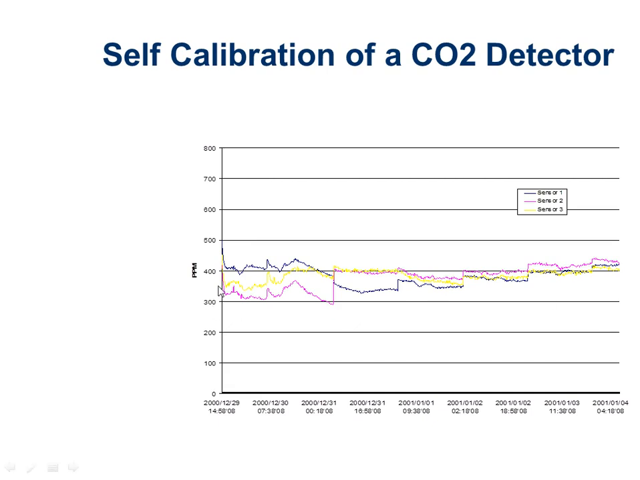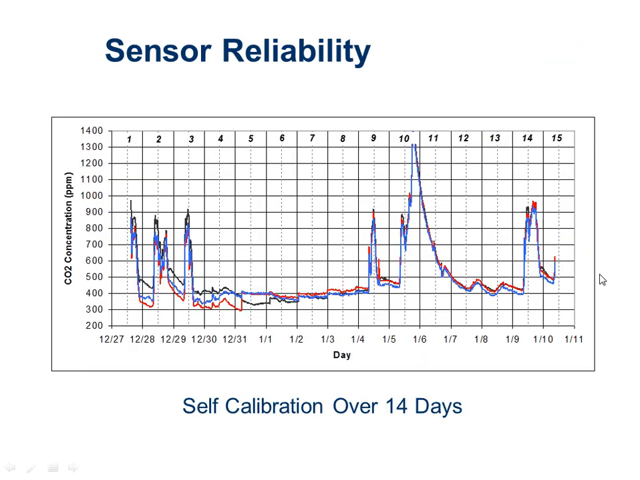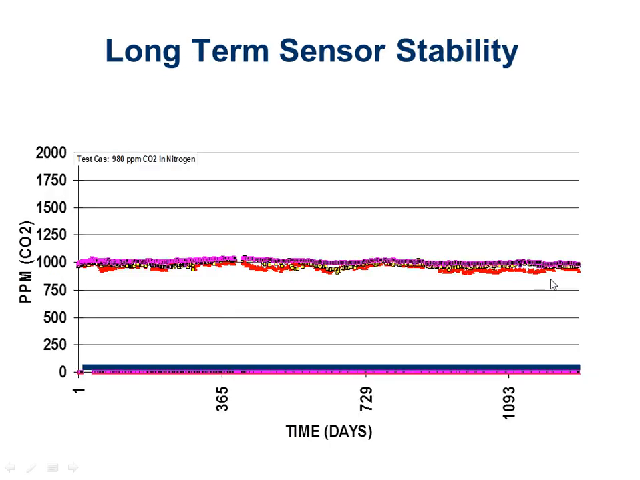This is 3 sensors sitting side by side on a wall with a fairly decent amount of drift between them, as much as 80 parts per million, and over the course of 5 days, they basically calibrate themselves to match each other. Same 3 sensors over 2 weeks, had a little bit of drift between them, and over the course of time, they basically calibrate themselves to match. And the same 3 sensors over a 3-year time span, basically calibrating themselves to a neutral level.